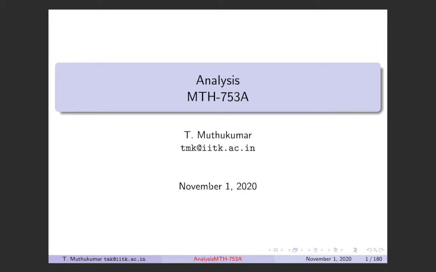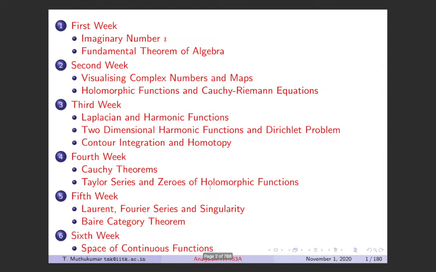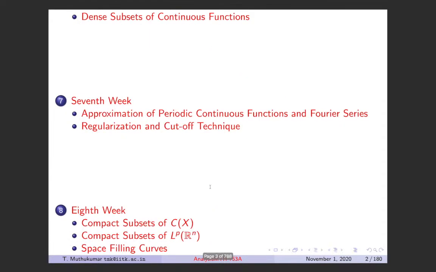Welcome back. In this lecture, we are going to look at the space filling curves. Basically, in the previous few lectures, we have been talking about the space of all continuous functions. We had talked about the dense subsets of continuous functions, the compact subsets of continuous functions. We even extended these notions for LP spaces and so on. And now, finally, we will look at what are called the space filling curves.